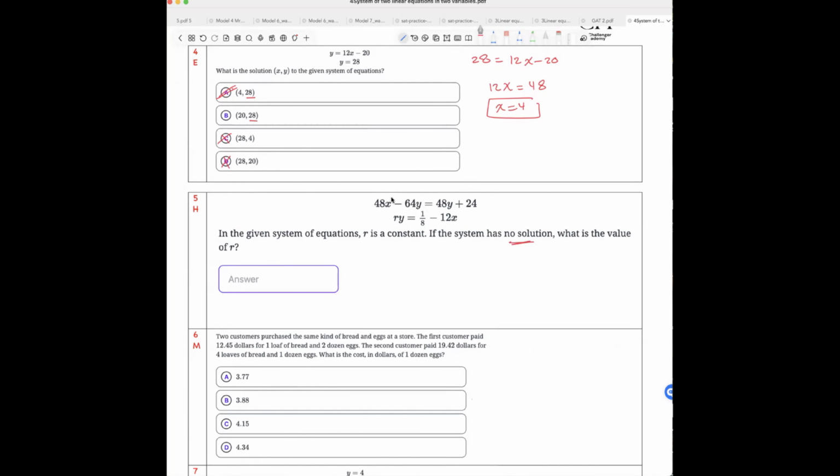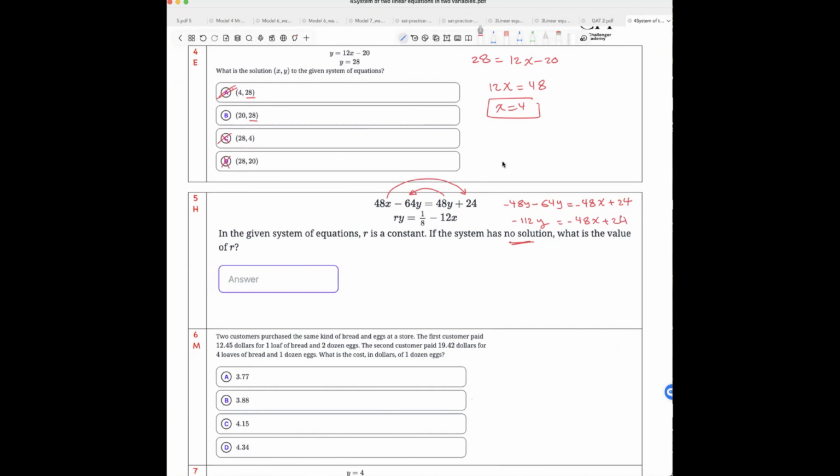First, you can move 48x to this side with opposite sign, and also 48y to this side with opposite sign. So we have negative 48y minus 64y equals negative 48x plus 24. Then add negative 48 plus negative 64, which equals negative 112y. This equals negative 48x plus 24.